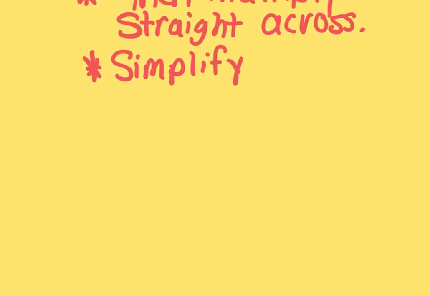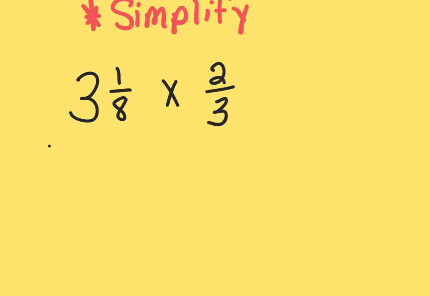Let's just get started by doing some examples. 3 1/8 times 2/3. The first thing I notice is that I have a mixed number. So I cannot multiply until I convert my mixed number into an improper fraction.